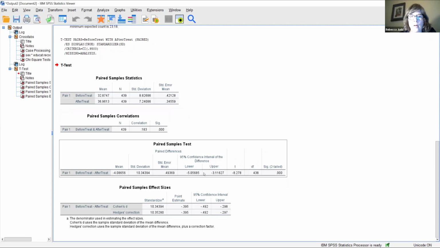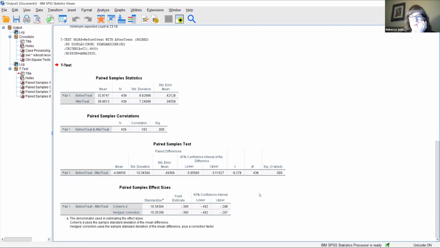And right here, the paired samples test is actually, we have a mean difference between before and after treatment of negative 4.08656. There's our standard deviation, okay? There's our significance, there's our degrees of freedom, and there's our t-statistic.